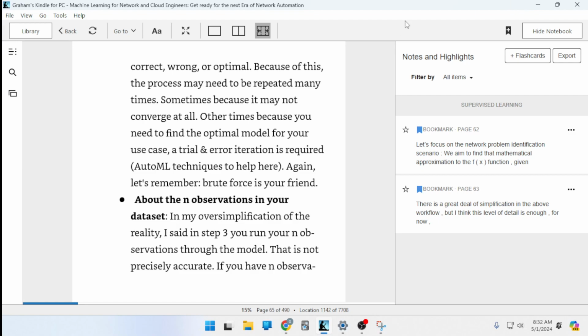Again, let's remember, brute force is your friend, and that's kind of the key thing that computers can do. They can just sit and calculate things, 24/7.